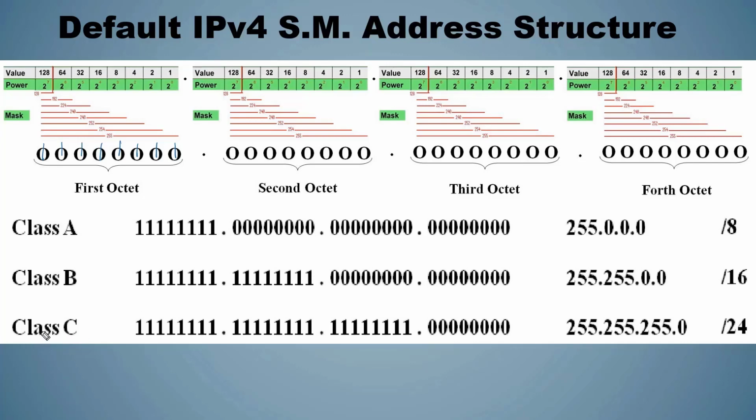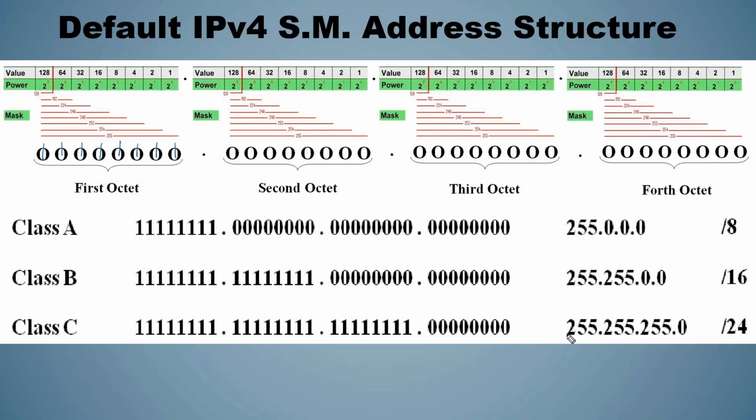Now let's take a look at the Class C default subnet mask. For the Class C default subnet mask, we have 24 bits for network bits. Again, ones represent the network bits and zeros represent the host bits. So how many host bits do we have? For the default subnet mask Class C, we have only 8 host bits, if we count 1, 2, 3, 4, 5, 6, 7, 8. As we talked about earlier, every octet has 8 bits. So remember, the default subnet mask Class C is 255.255.255.0.